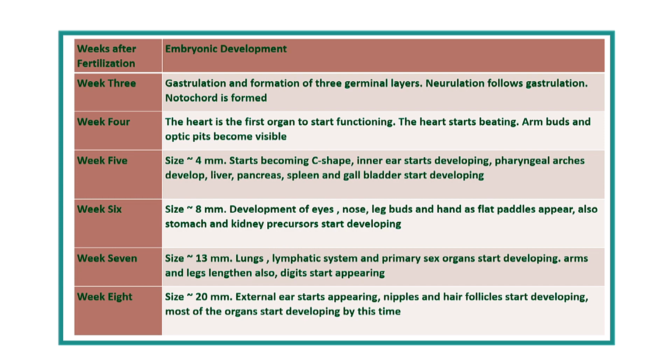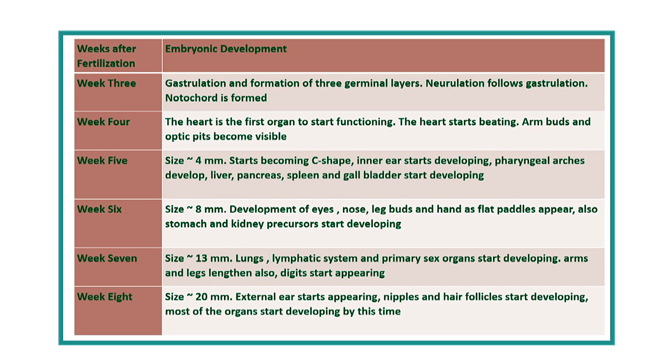In week 5, the size of the embryo becomes 4 millimeters and it starts becoming C-shaped. The inner ear starts developing. The pharyngeal arches develop. The liver, pancreas, spleen and gallbladder start developing. In week 6, the size of the embryo becomes 8 millimeters. The eyes, nose and leg buds develop, and hands appear as flat paddles. Also, stomach and kidney precursors start developing.